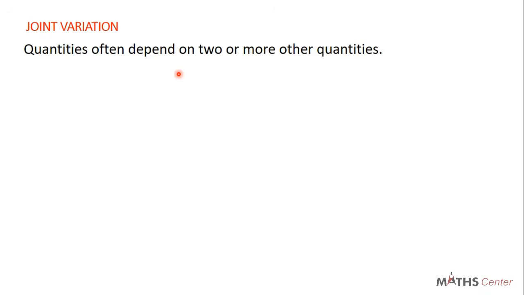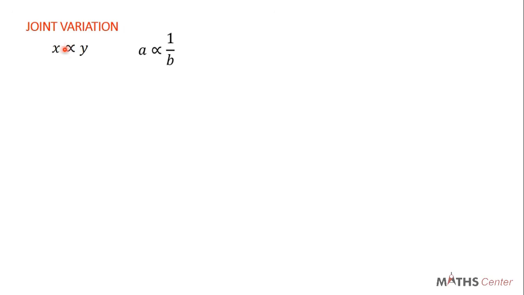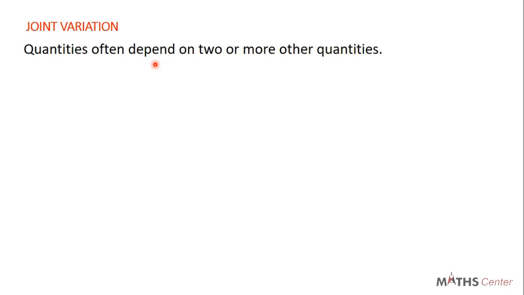But in most cases, quantities depend on two or more other quantities. So we can see that here we have x and y, that is only two quantities. And here we have a and b, only two quantities.